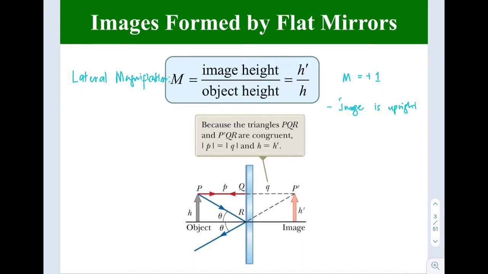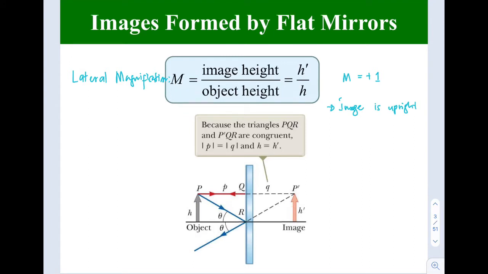What does that mean by upright? It means that the head of the arrow here is still pointing upward, similar to the object. So this is the meaning of upright. If it is inverted, it means that the head of the arrow will be downward, opposite to the object. So for this case, it's upright, we call it.